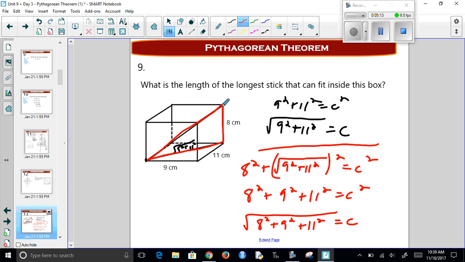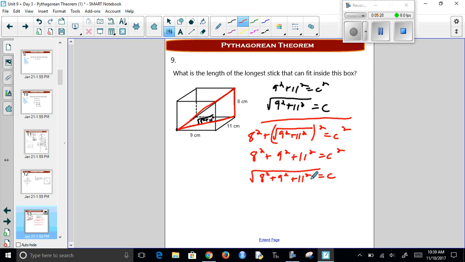So this longest distance here is the square root of 8 squared plus 9 squared plus 11 squared. 8, 9, and 11. Now, if I would have found the numbers, I don't think it would be as easy to see. So there is a nice, easy formula for this. You could just take one side squared plus the other side squared plus the other side squared and square root it. And that would be the longest stick that will fit in a three-dimensional box.